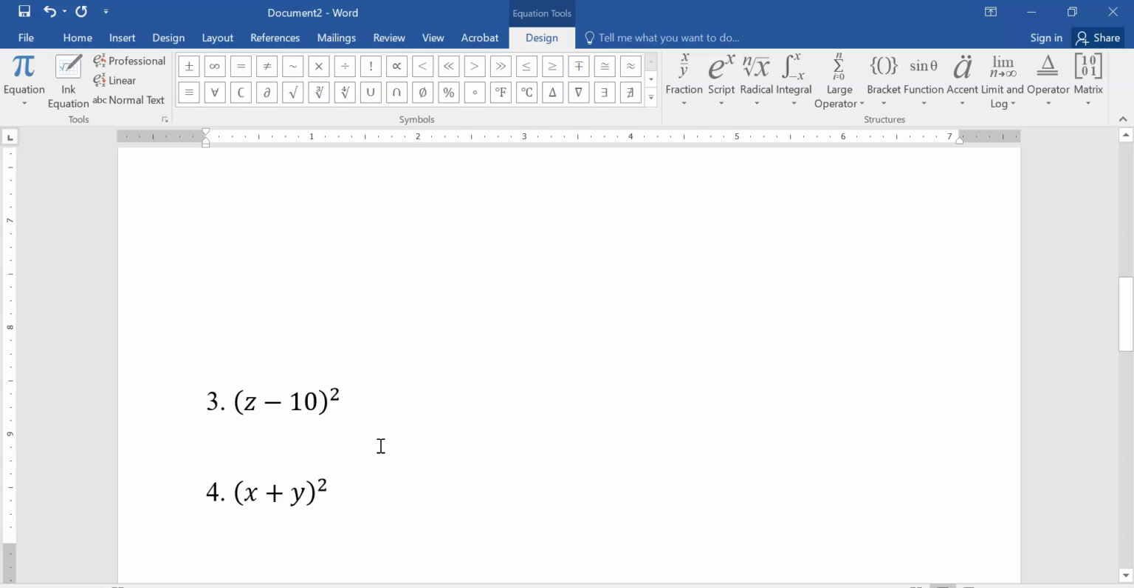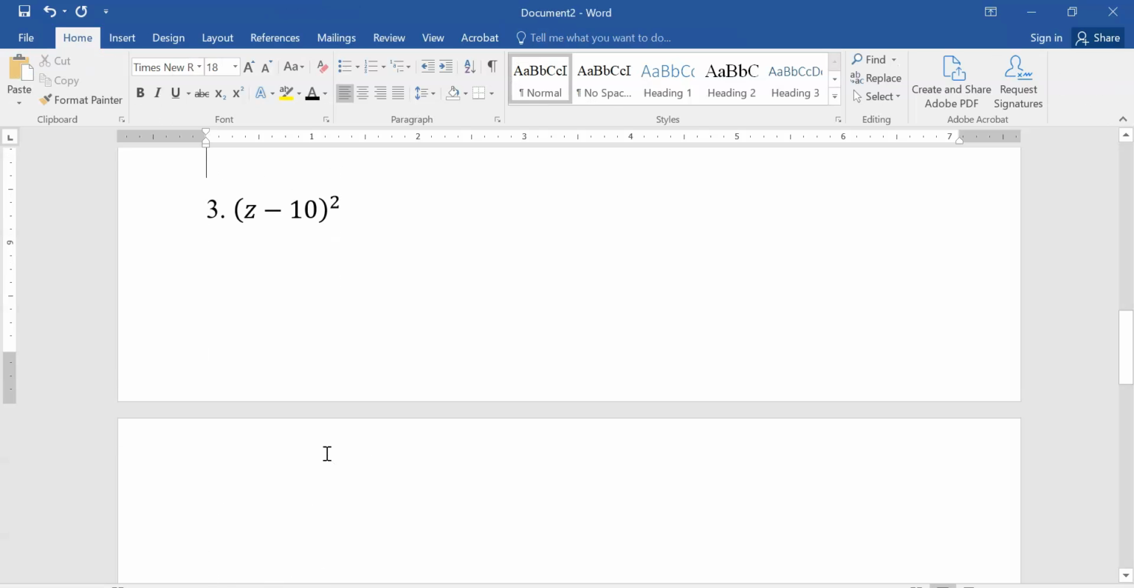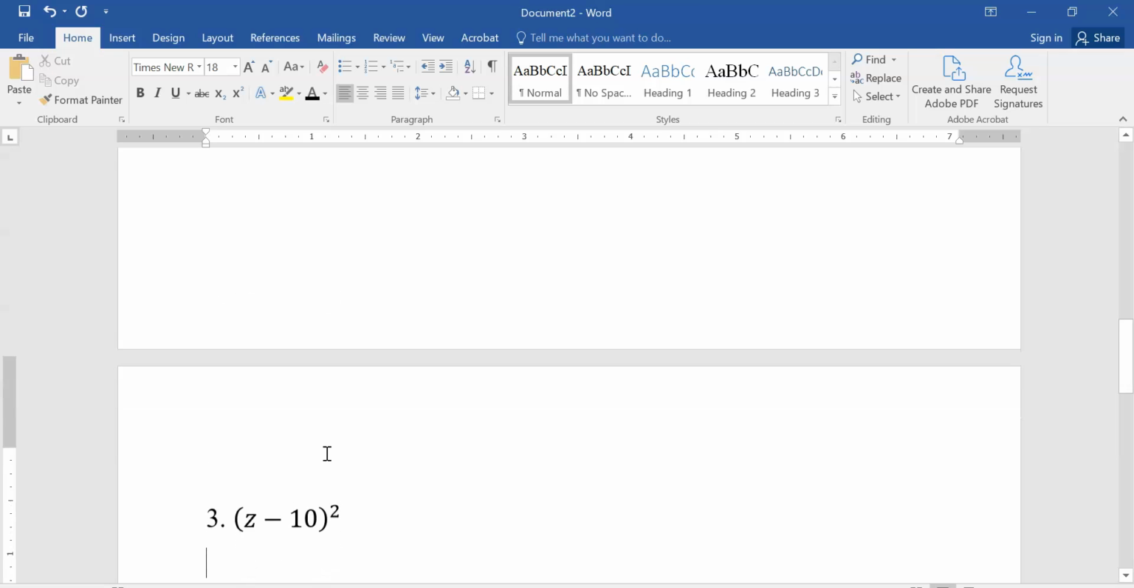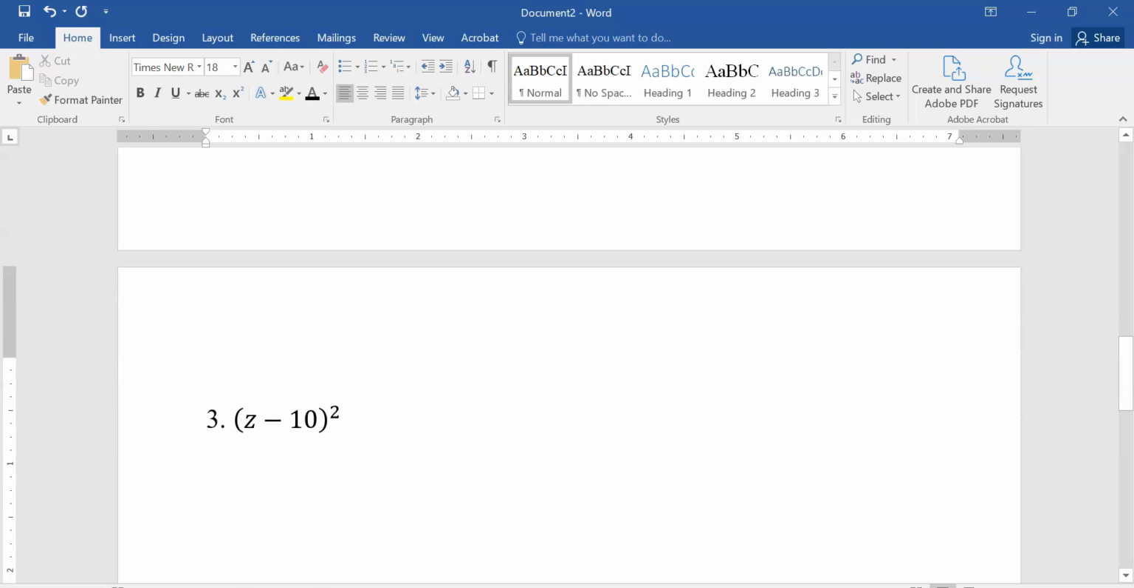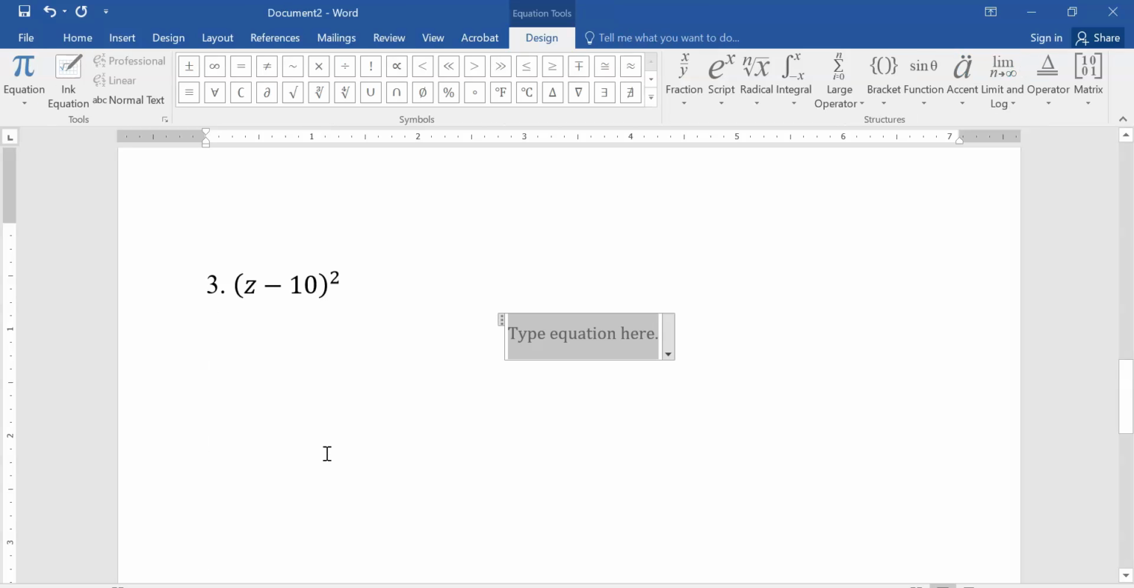All right, let's take a look at problem number 3. That has a negative or a minus symbol in it. Same principles are going to always hold true. So when I look at z minus 10 squared, I should immediately think z minus 10 times another z minus 10.